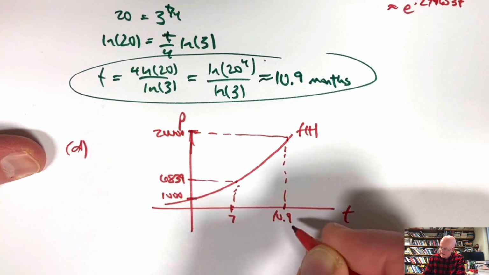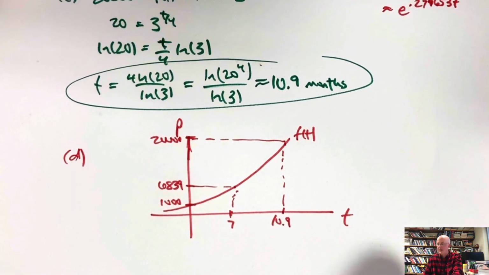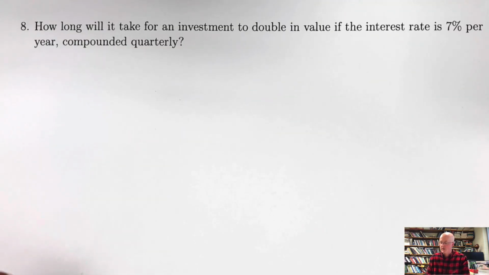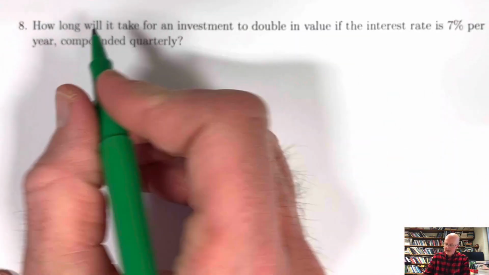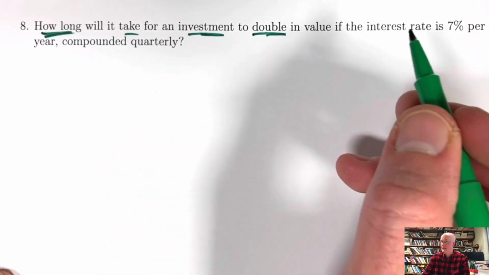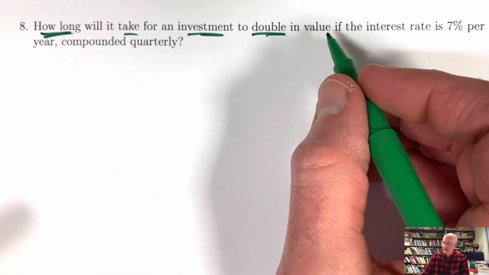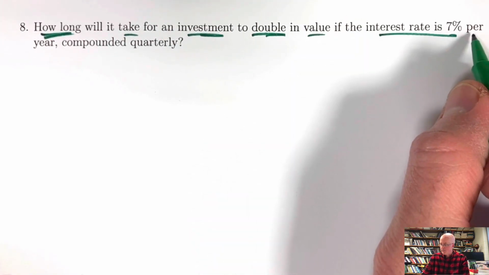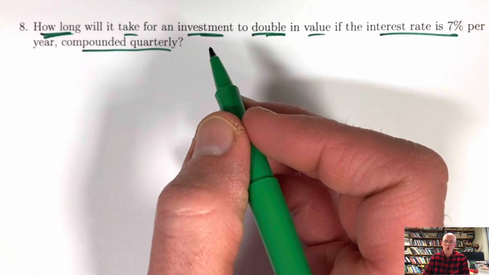My graph is not to scale on this axis, you can see for sure. I could take the time to make it more carefully, but that's the basic idea. Problem 8 is also about exponential growth, but now for money. How long will it take for an investment to double? So we're talking about doubling time, or we could think about that at least, in value. If the interest rate is 7% per year, compounded quarterly.